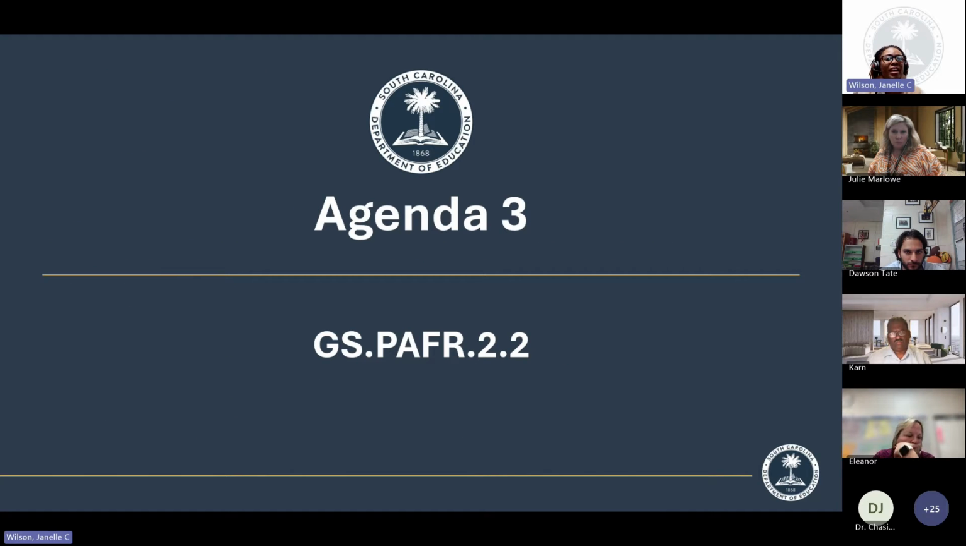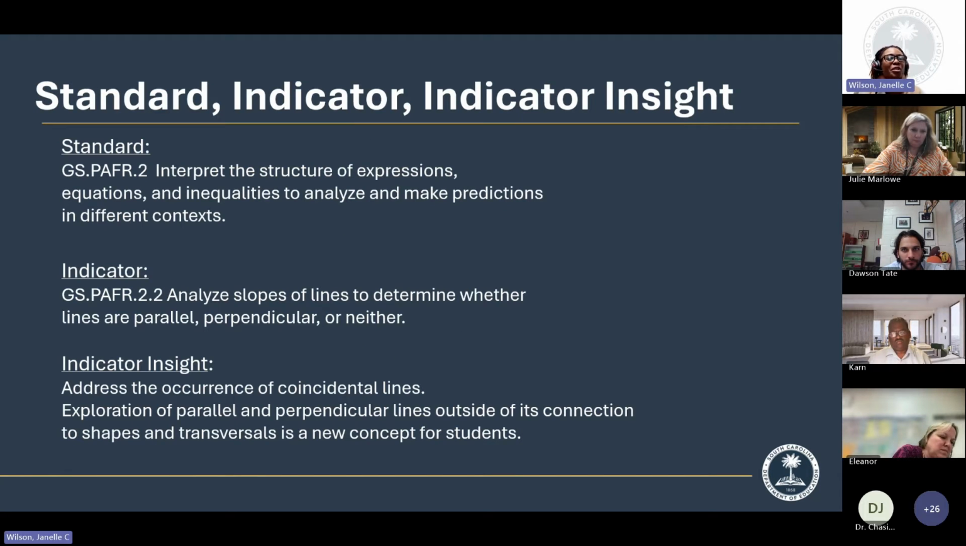All right, we're going to talk now about GS POFR 2.2. This is the indicator that we're going to explore today. All right, so our standard is to interpret the structure of expressions, equations, and inequalities to analyze and make predictions in different contexts. So this is our overarching standard. The indicator we're exploring is to analyze slopes of lines to determine whether the lines are parallel, perpendicular, or neither. And our indicator insight is to address the occurrence of coincidental lines.